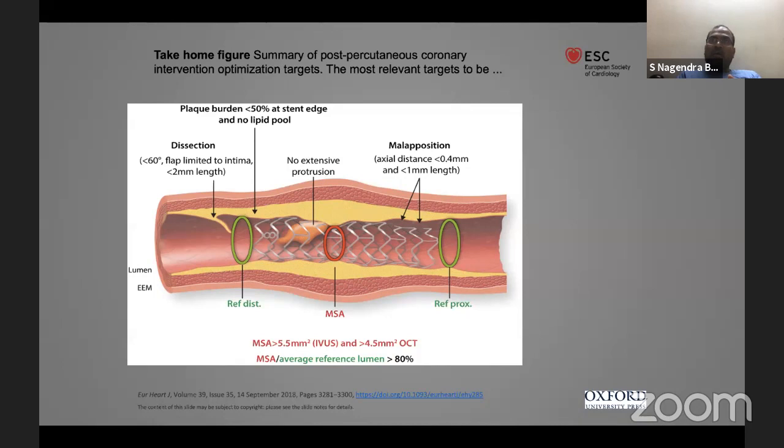So we become doubtful whether it's plaque or thrombus. We don't know what to do. Plaque protrusion has been shown to be associated with stent thrombosis and in-stent restenosis, especially if it encroaches on the lumen and leads to a lumen area less than 5 millimeter square.